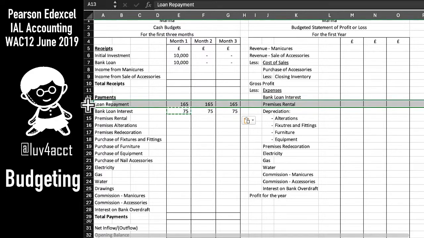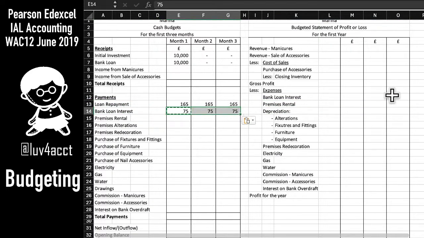Loan repayment is not an expense. We pay, but then it is not an expense. It reduces our liability. But then bank loan interest is our expense. So let us put in the loan interest here. Okay, so it will be 75 for 1 month, and then multiply by 12. 900 for a year. We have also calculated this before as well.